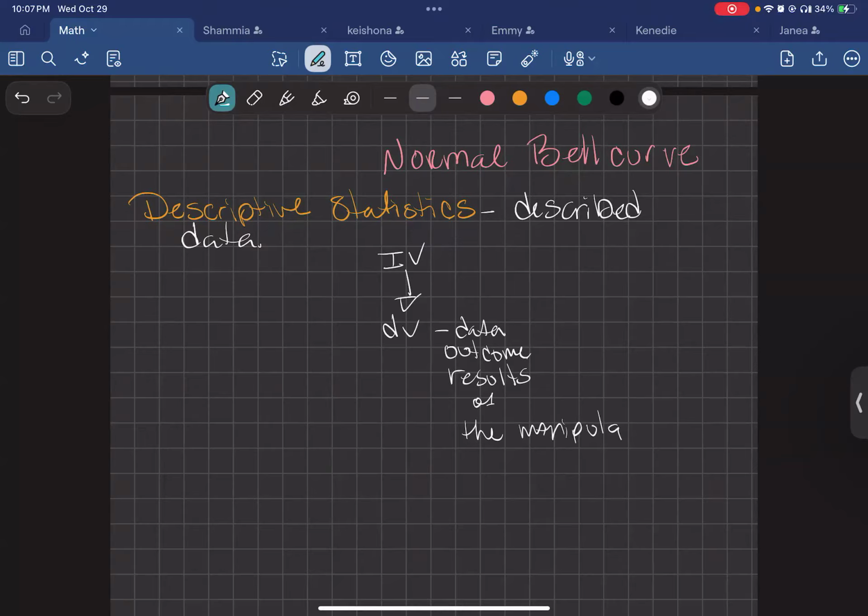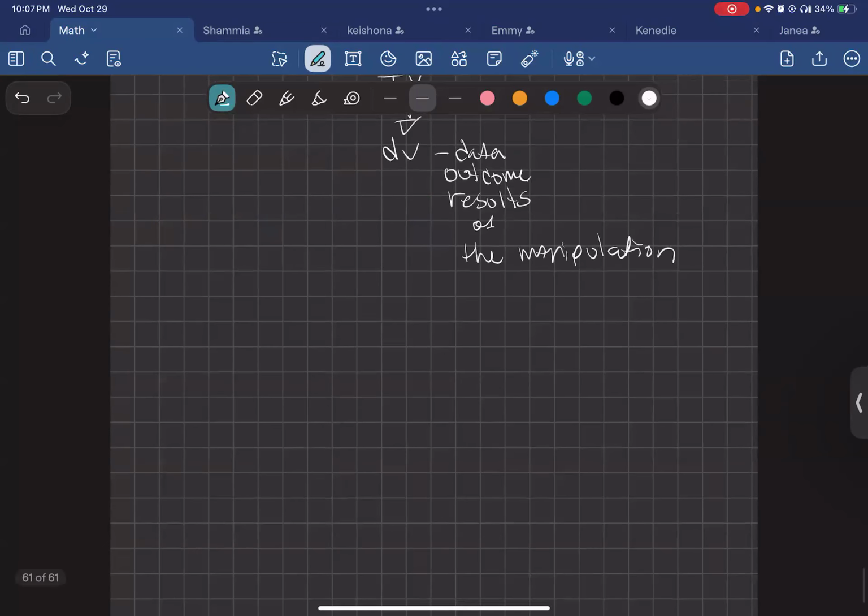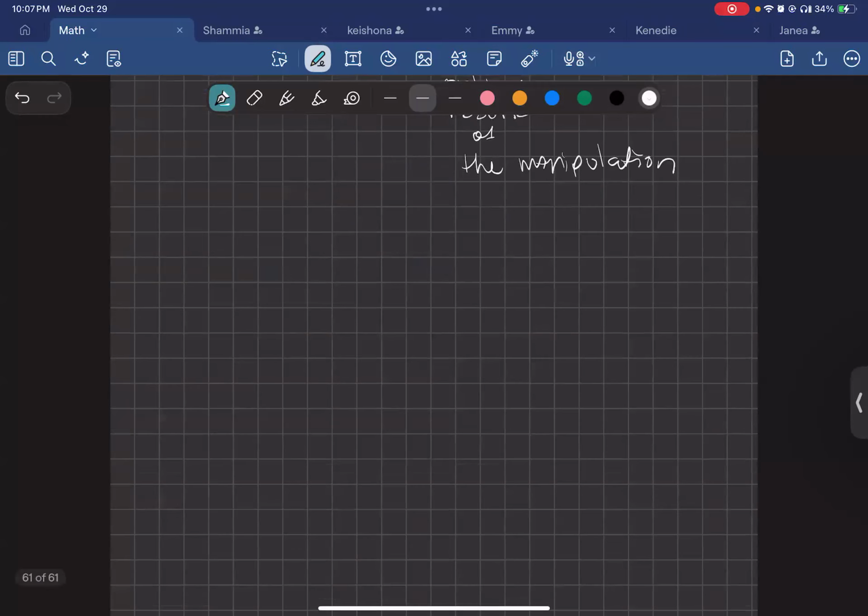What is the data outcome, the results of this manipulation? One of the ways that I can explain my data, the outcome, the results of the manipulation, is using a normal bell curve. There are several ways to do that, so I want to talk about those. We kind of already talked about a couple of those. One of the ways we talked about was looking at the shape of the bell curve. I'll put BC for short, just to keep it light.